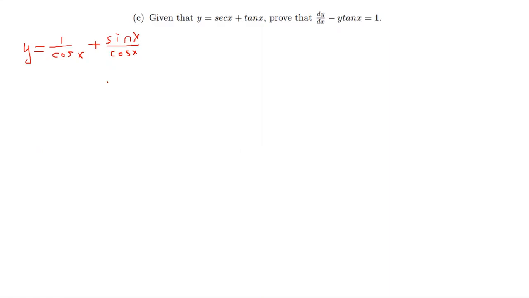So here we can find the common denominator as usual. On top there we just have 1 plus sine x, and then the common denominator there would just be cos x. So now let us find the derivative of this. Using quotient rule, our u will just be the top part, which is 1 plus sine x.